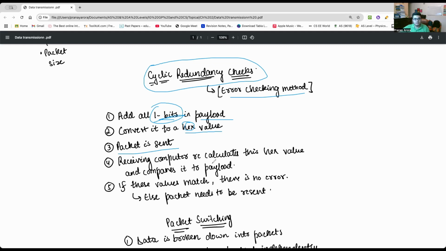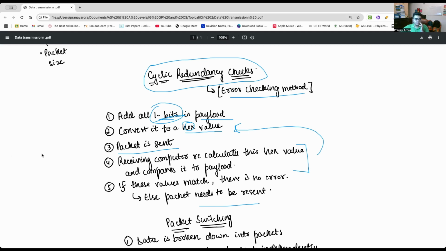Now the receiving computer will do the same process again and calculate this hex value. Then this hex value will be matched to the value that the sender has calculated. And if the values match, there is no error. Otherwise, there's an error and the packet needs to be resent. So the sender calculates this value, which is sent to the receiver, and then the receiver recalculates this value and they compare, to see whether there was any error during the packet transmission or everything was totally fine. These are cyclic redundancy checks.